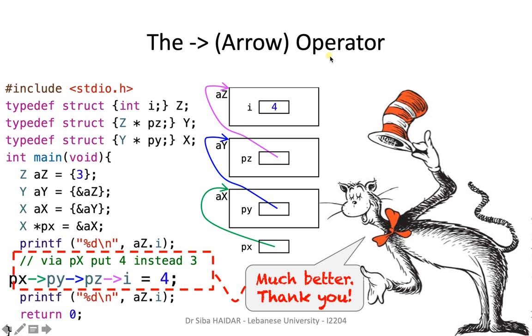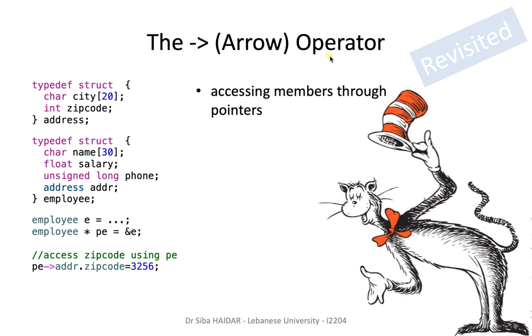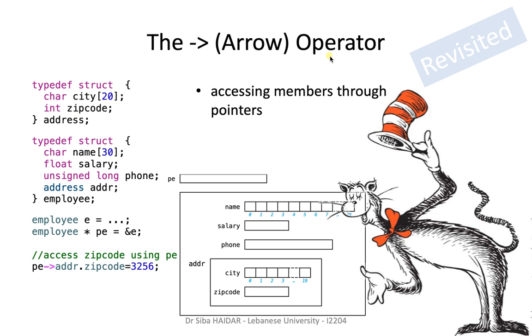So we can go back and revisit our initial problem, and the same thing, we can use the arrow in order to dereference pe and then get the address, pe arrow address. Address here is not a pointer, so dot zip code, we can change the zip code value.